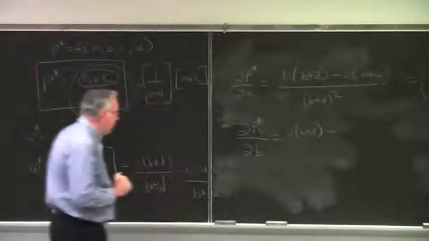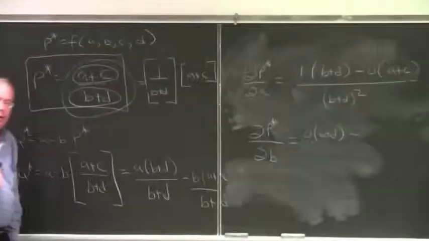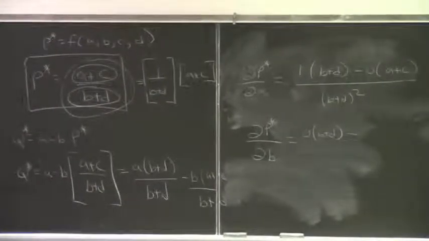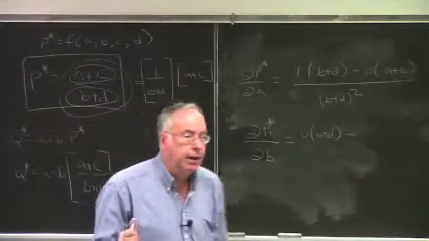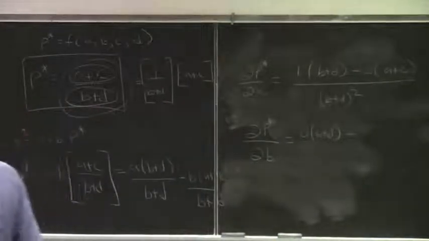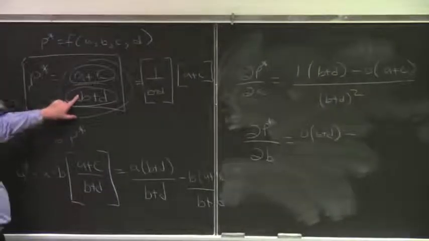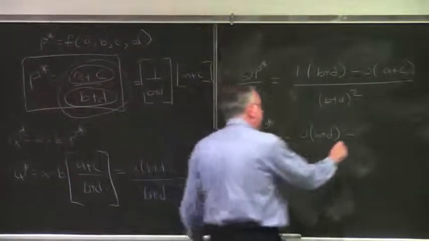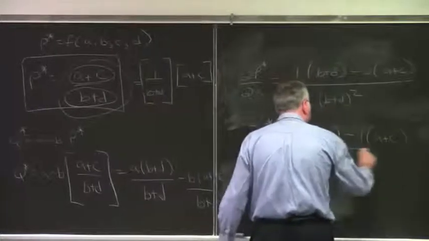minus the derivative of the denominator with respect to B. What's the derivative of the denominator with respect to B? Anybody? 1. Okay, because there's just a B sitting there all by itself. So the derivative of the denominator with respect to B is just 1. Times the numerator, A plus C, all over the denominator squared.